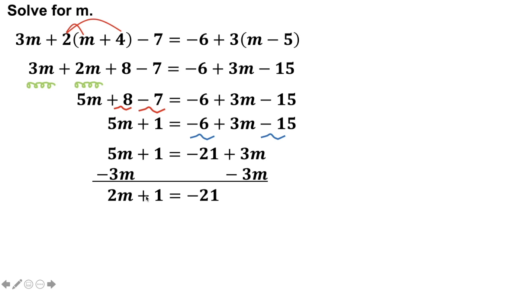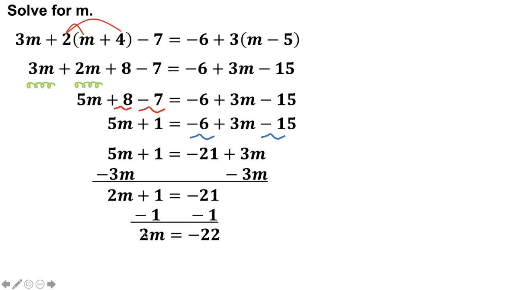I have to get rid of this positive 1, so I'm going to subtract 1. That's the opposite. We always do whatever the opposite is in order to cancel it out. So positive 1 minus 1 gives me 0. Perfect. Negative 21 minus 1 is going to give me negative 22. So now I have 2m equals negative 22.